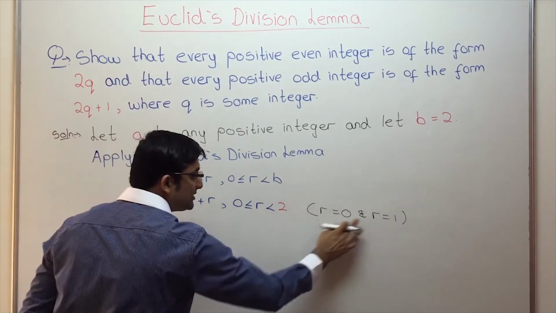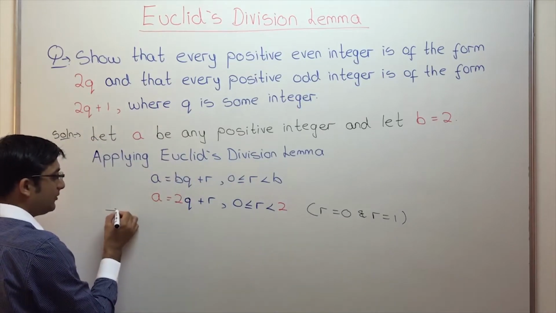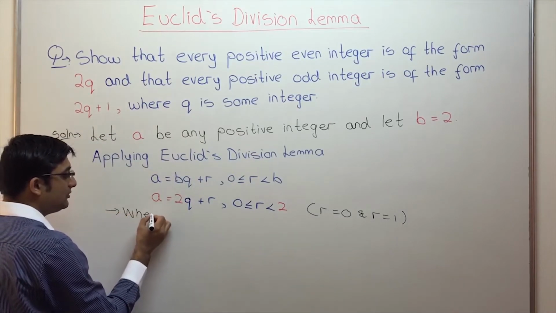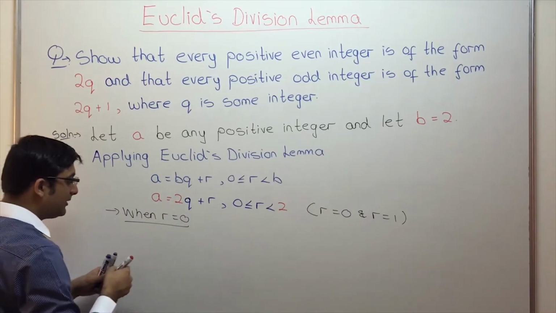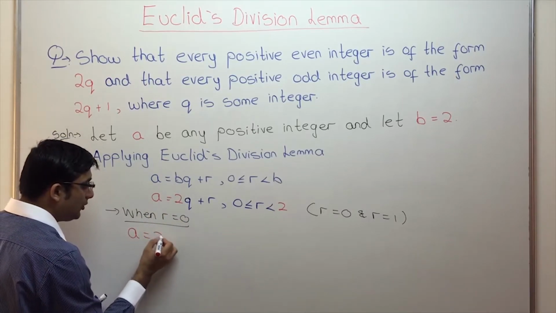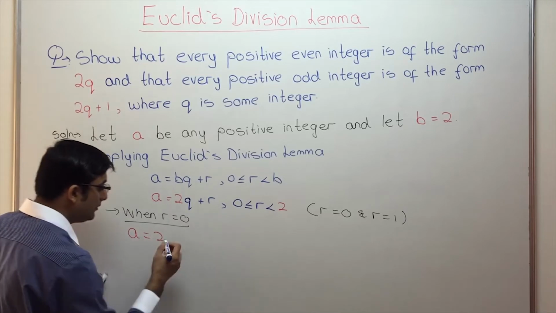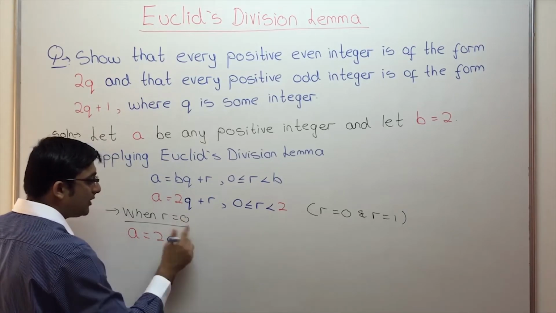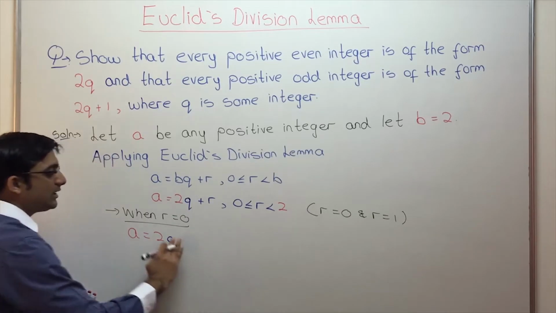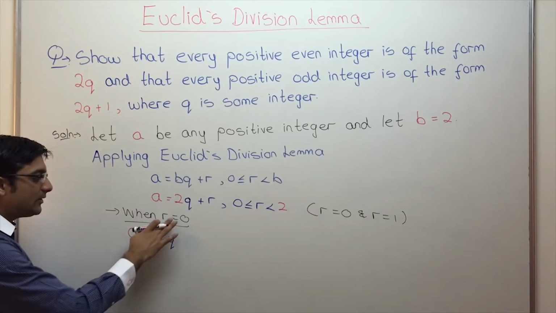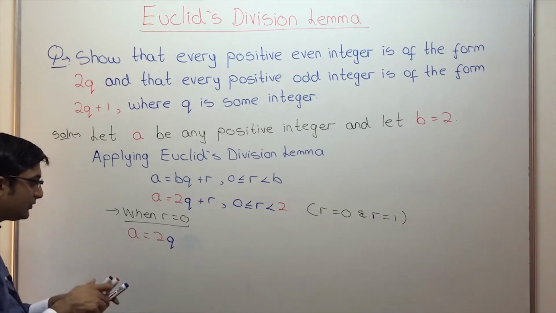So take these two cases. When r is equal to 0, what will this expression become? It will become a is equal to 2 into q plus r. What is r? It is 0. So 2q plus 0, simply 2q. So a is equal to 2q. I repeat, when r is equal to 0, a is equal to 2q.